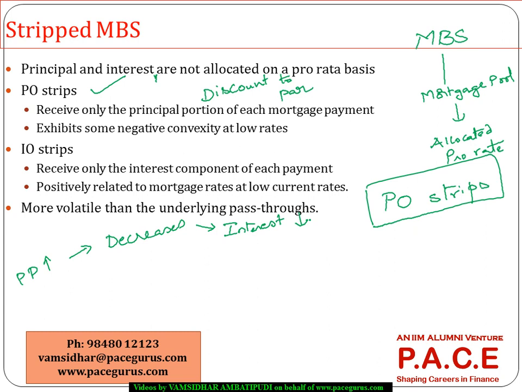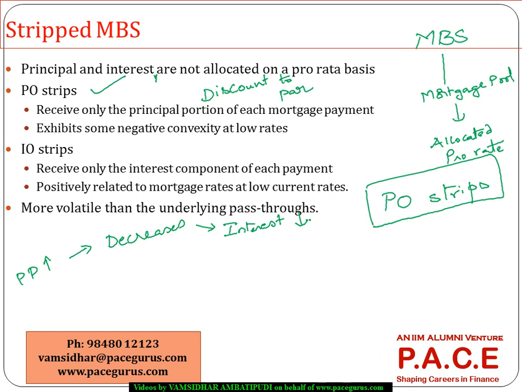So when the interest rates are on a fall, the PO strip price will be going higher and higher, and vice versa. Whereas the interest only strip goes hand in hand with the interest rates, especially at lower interest rates. As the interest rates fall, prepayment rates increase, which could very well result in the cash flows to the IO strips falling.